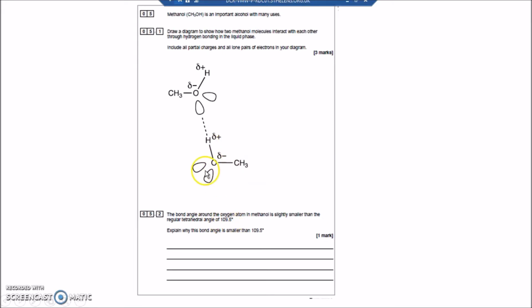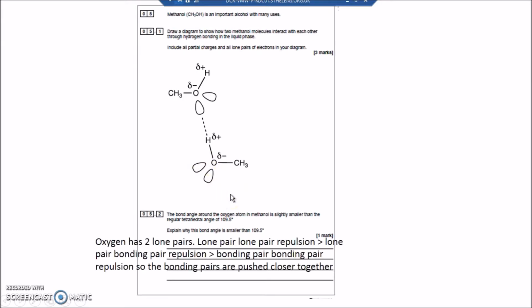104.5. So what actually happens is it's due to the electron pair repulsion theory. So oxygen has 2 lone pairs, and lone pair repulsion is greater than lone pair bonding pair repulsion, which is greater than bonding pair repulsion. In other words, these 2 lone pairs repel the greatest, and then the lone pair to bonding pair repels next greatest, and then the 2 bonding pairs repel the least. So the 2 bonding pairs get pushed closer together.